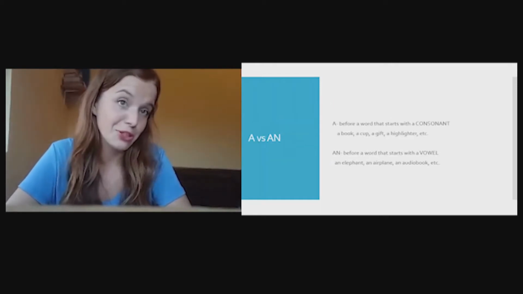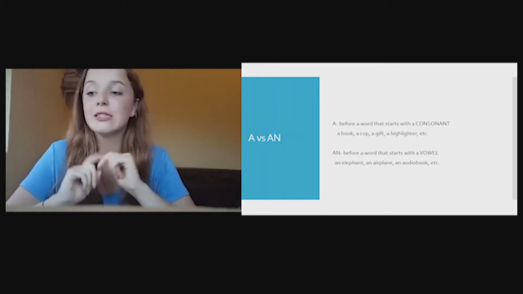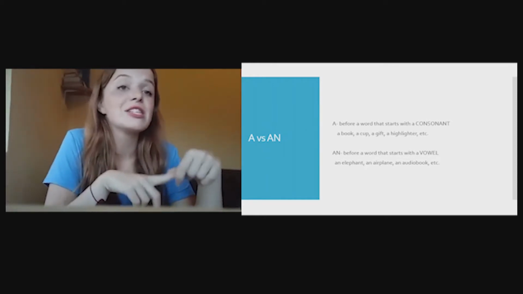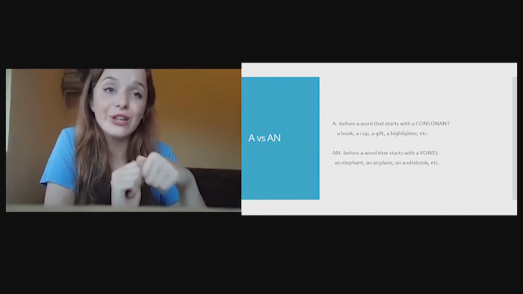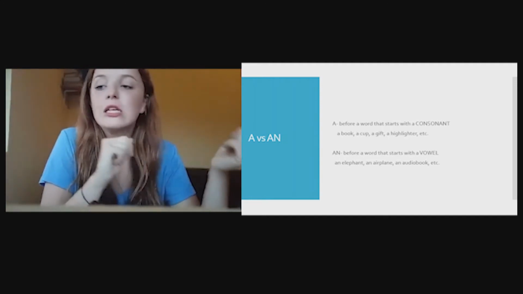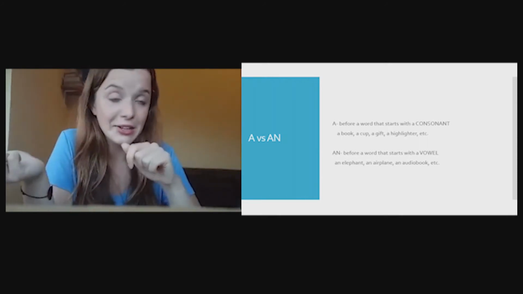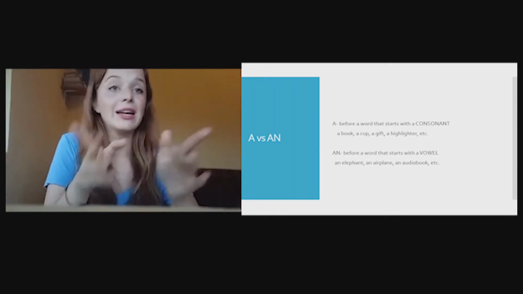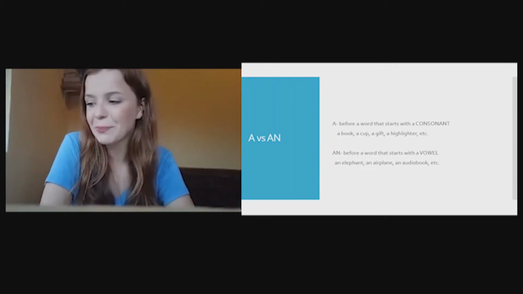Then you may wonder, what's the difference between a or an? Well, a is used before a word that starts with a consonant, while an is used before a word that starts with a vowel. So a book, a cup, a gift, a highlighter, but you say an elephant, an airplane, an audiobook, or something similar.